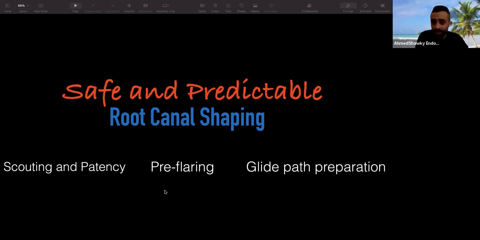Sometimes we pre-flare first, and then we go scout and patency, determine the working length, and then we do glide path preparation. Sometimes we do scouting and patency with manual file, then we pre-flare more, then we do glide path, and then we shape, okay? It's not in this order only. You have to be flexible as your MG3 files. You have to be flexible in your mind too.